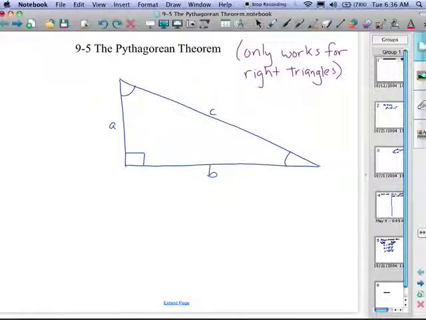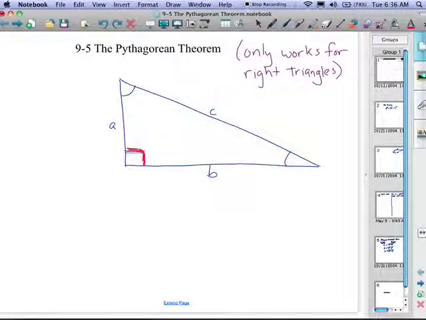9-5, the Pythagorean Theorem. In this lesson, we're going to look at the lengths of the three sides of a triangle. The Pythagorean Theorem only works if you have a right triangle. It does not work for other triangles. It only works for right triangles.